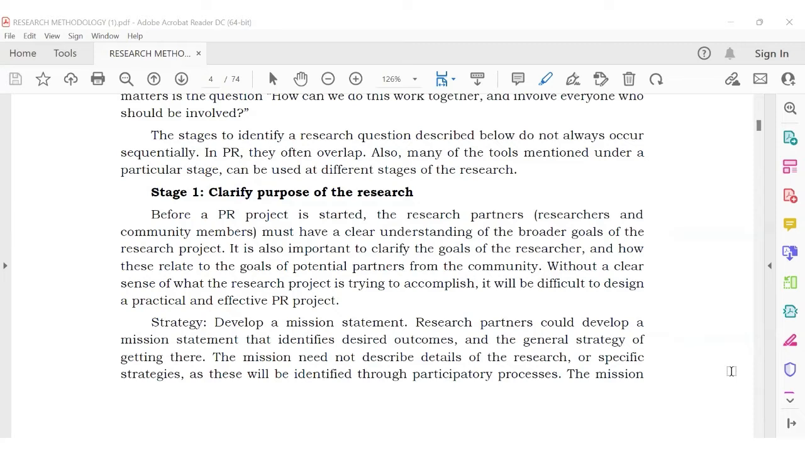Okay. So what is important over here is, you have to develop a very practical and effective project. You need to develop a mission statement. Now the question is, what is a vision and what is a mission?